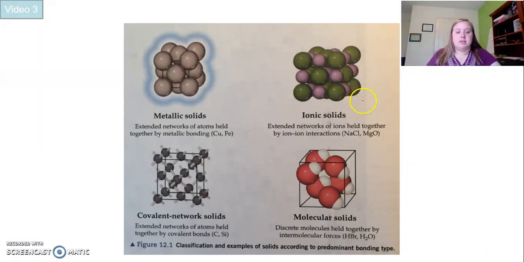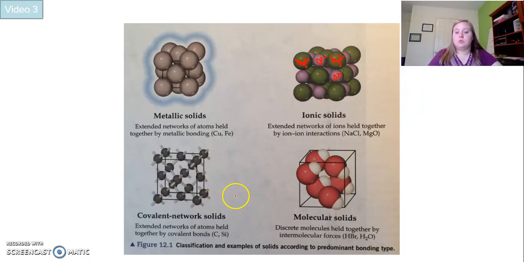Atomic solids are the next one here, and it's an extended network of ions held together by the ion-ion interactions. And so each one of these circles is a different ion. So maybe you have a magnesium ion and an oxygen ion, and then a magnesium ion and an oxygen ion. That's an atomic solid. The one below here is a molecular solid, and so they are discrete molecules held together by those intermolecular forces. And so there's a water molecule held together by hydrogen bonding to another water molecule, and that's sort of a picture of what a molecular solid looks like.